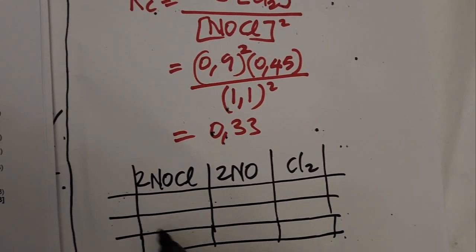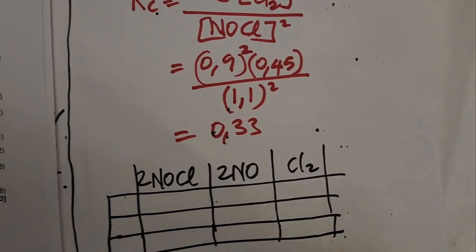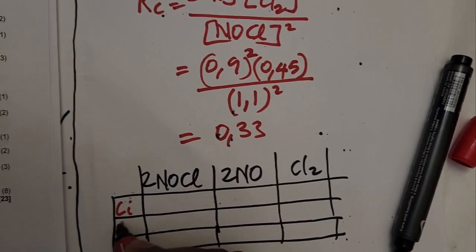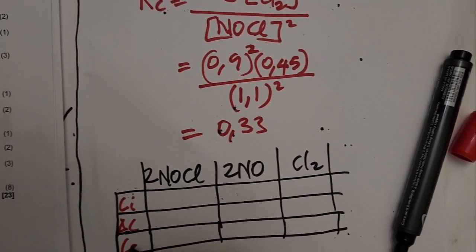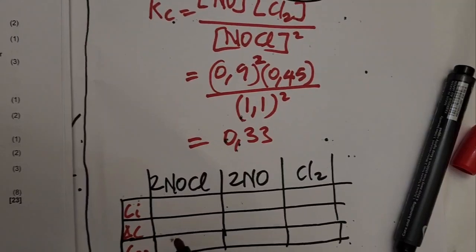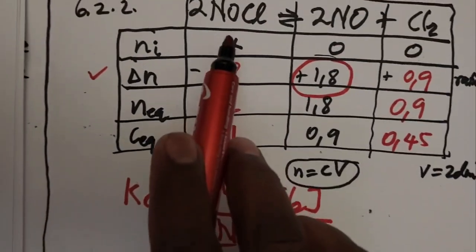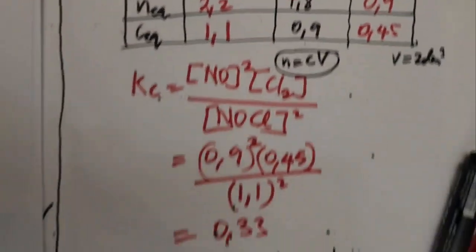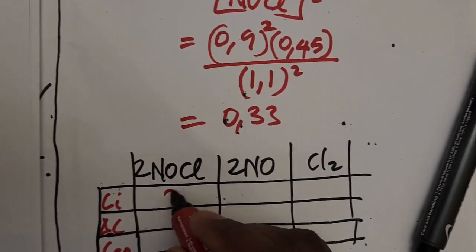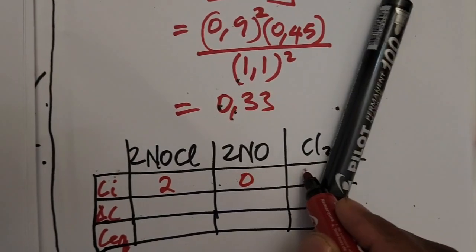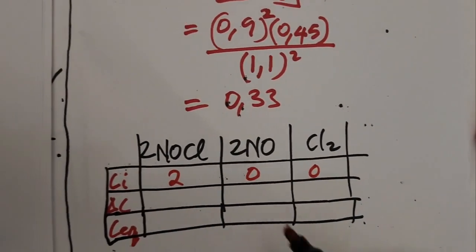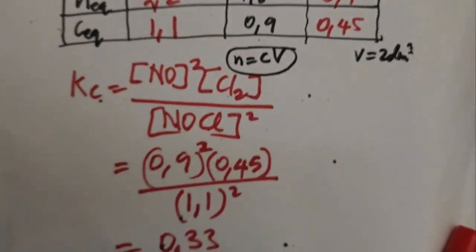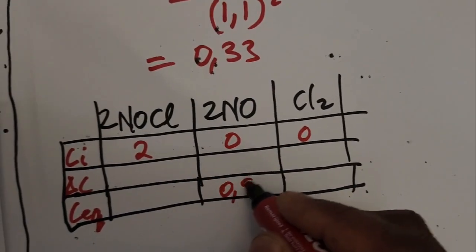So this side with concentration will be now the initial concentration, the change in concentration, and the concentration at equilibrium. Now, because we are given 4 moles initially, then we need to change it to concentration. So 4 moles divided by 2, therefore it means that the initial concentration of NOCl will be 2. And then this one becomes 0, 0, no problem. And at equilibrium we are given the concentration of NO, which is 0.9. Therefore we'll write it here to say this is 0.9.